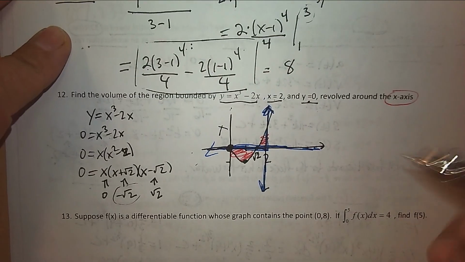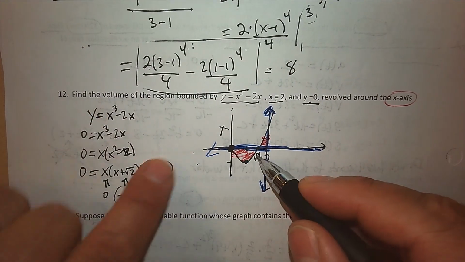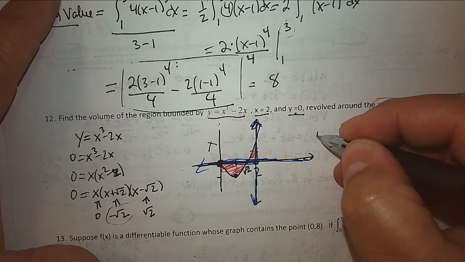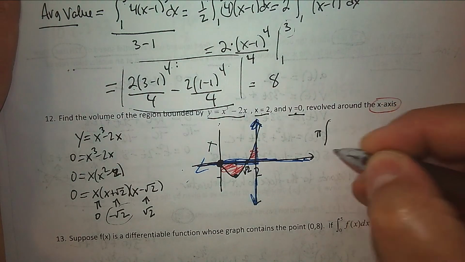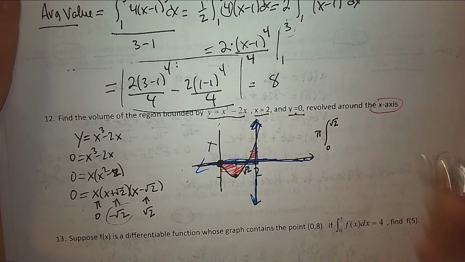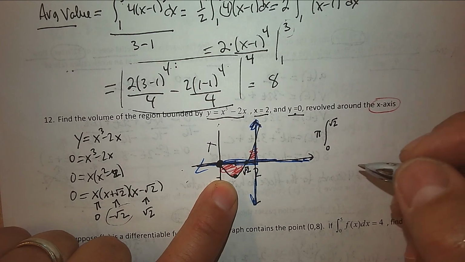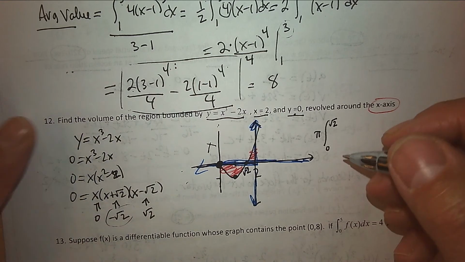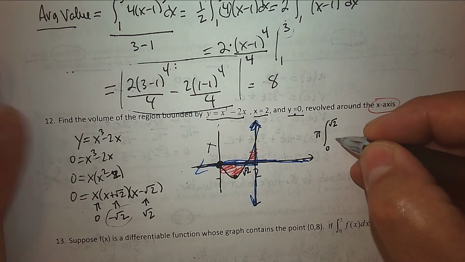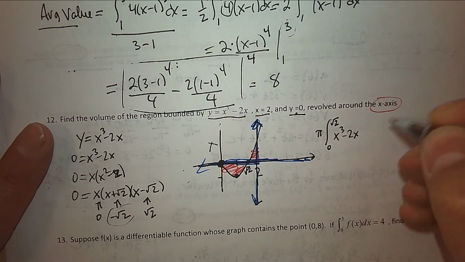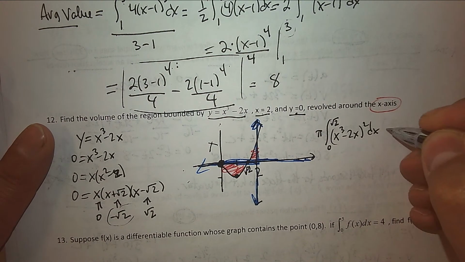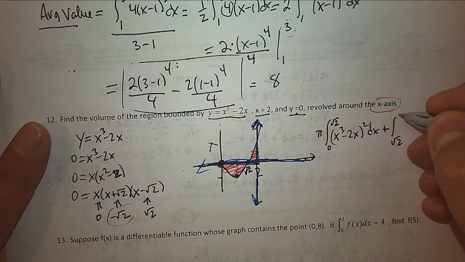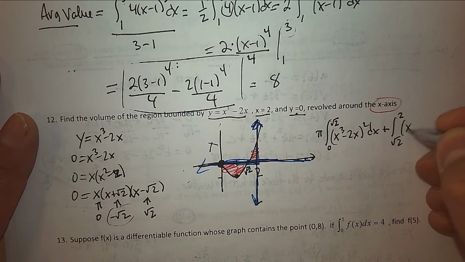So the first disk, in terms of what's happening, goes from 0 to root 2. I don't have a washer, so it's a simple template of pi, and I integrate from 0 to root 2, so I'm going to have to use the square root. And the radius is simply the equation, x cubed minus 2x. I'm going to square it, dx. And then I'm going to add, in fact, when I look at it, I don't think I even have to separate it this way. I could have just done the whole thing as 1.